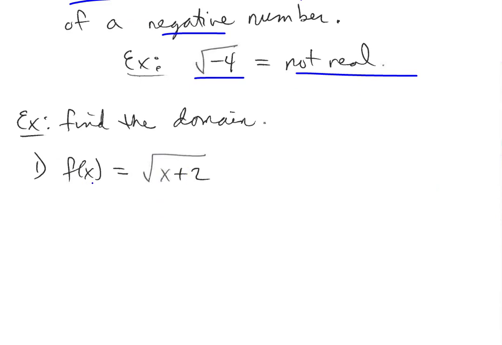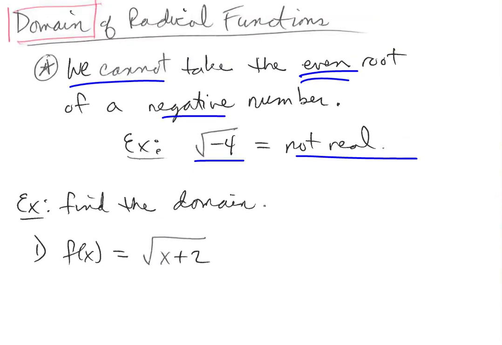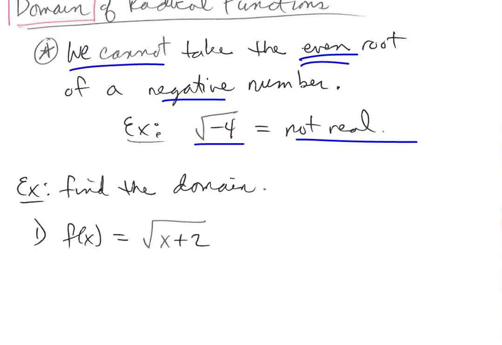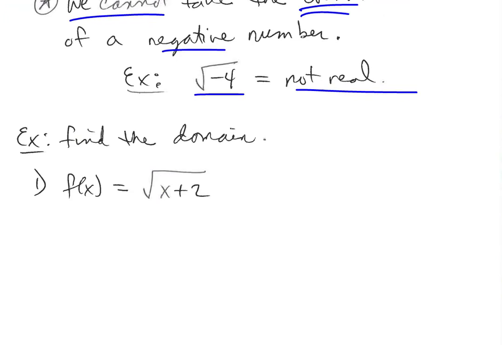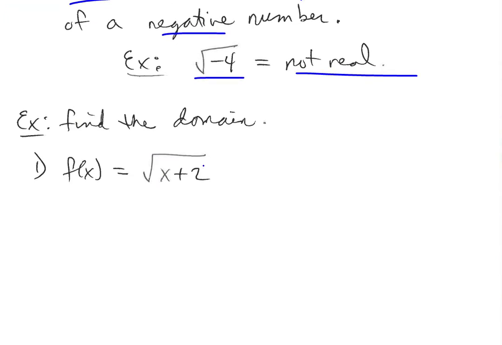So our first function here to consider is f of x equals the square root of x plus 2, where the x plus 2 is all tucked underneath this square root. Well, if what we just said above is true, then we can only take the even root of something positive or 0, not negative. So what that means for this function is that what's underneath this root symbol, in this case the x plus 2, has to be non-negative.